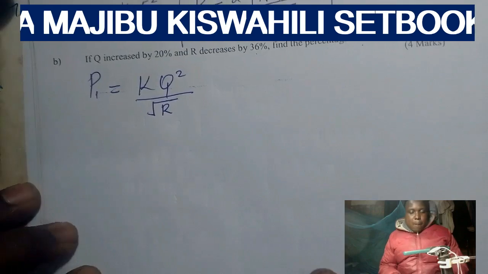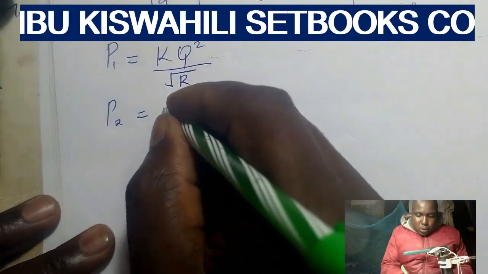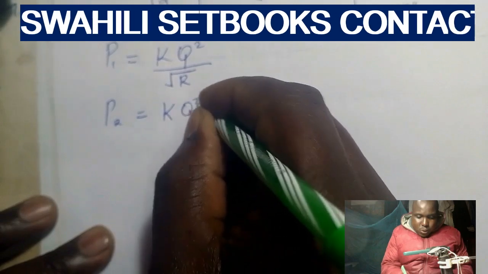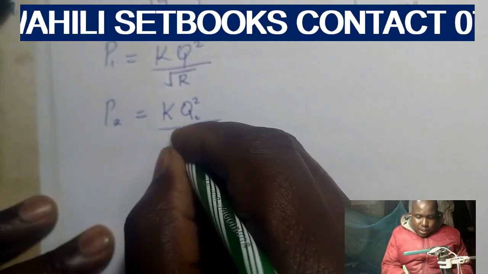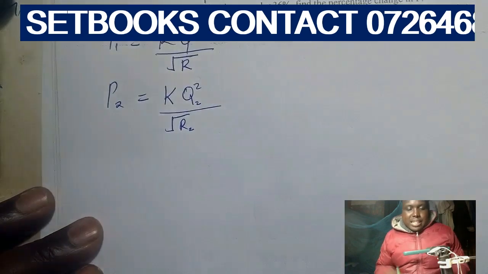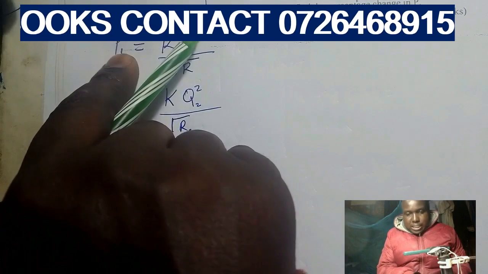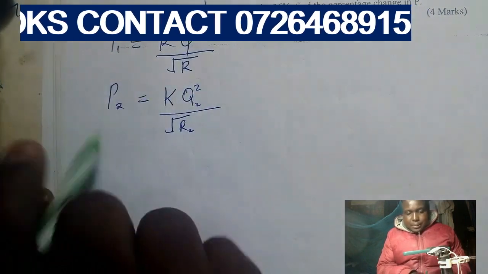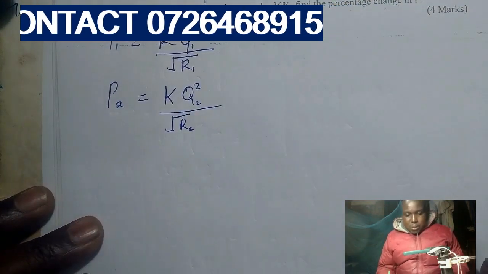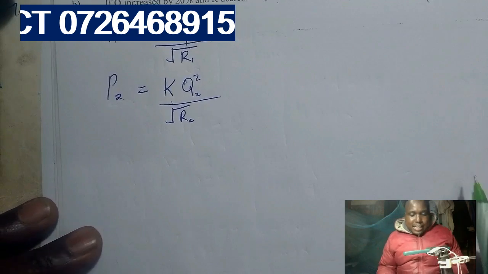That's our P1. So we will have now our P2, which is going to be K Q2 squared over the square root of R2. So this one is going to be the second, after the increase. Before the increase is P1. You can even put 1 here to indicate this is 1, because the constant does not change.